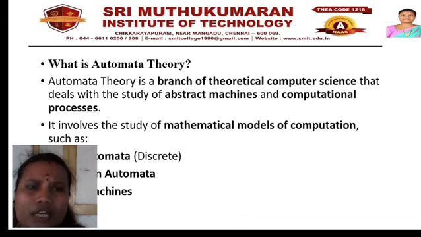What is automata theory? Automata theory is a branch of theoretical computer science that deals with abstract machines and computational processes. An abstract machine is a theoretical model of a computer system used to describe how a program executes. Second, it involves the study of mathematical models of computation, such as finite automata, which, as we know, have discrete input and output values, and also pushdown automata and Turing machines.